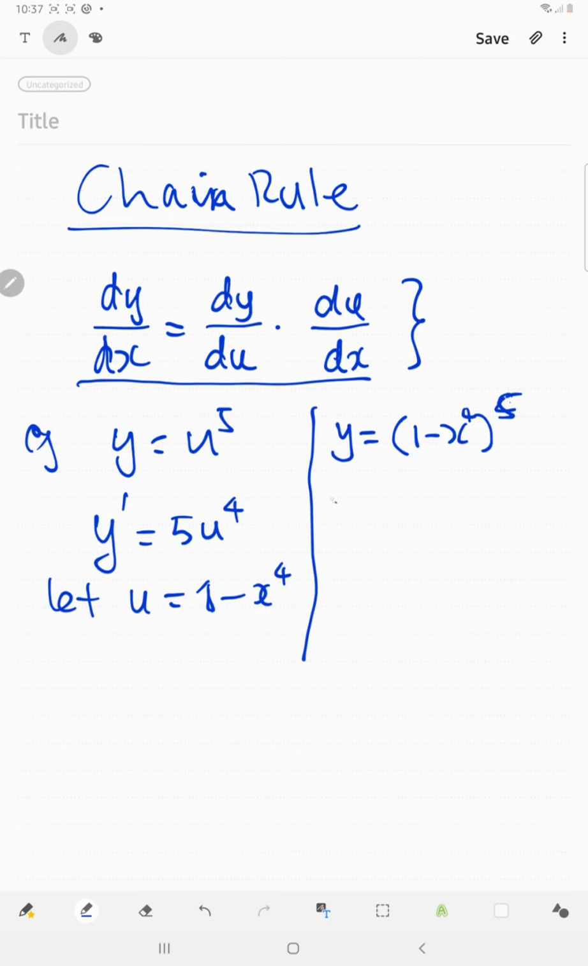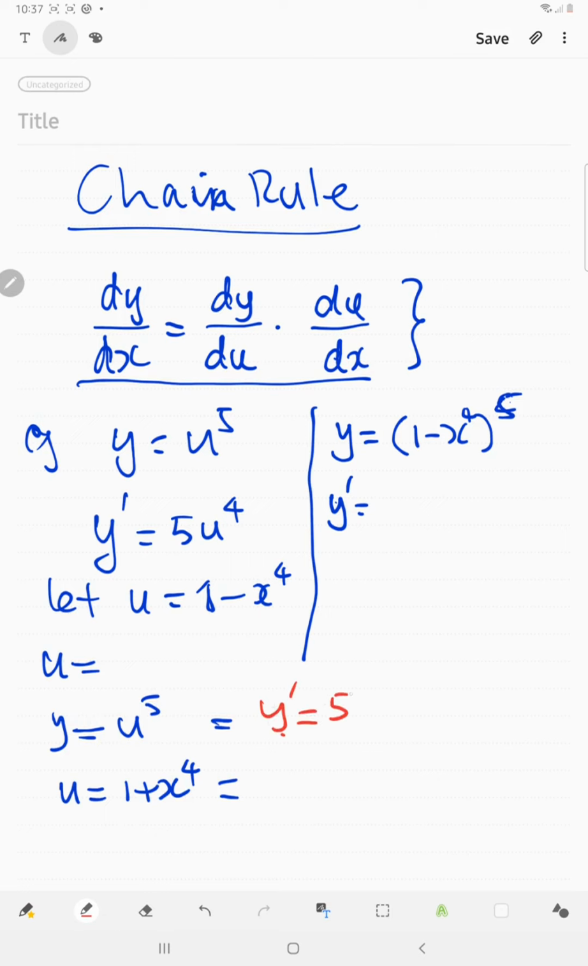So if I want to say what is y prime for this, first of all, I need to know what is my u. Then I need to know how I can differentiate the y. So these are the two parts. You remember, it's u to the power 5, and then u is equal to 1 plus x to the power 4. So what you normally do is find the derivative of this. So y prime is equal to 5u to the power 4, and then u prime is equal to 4x to the power 3.